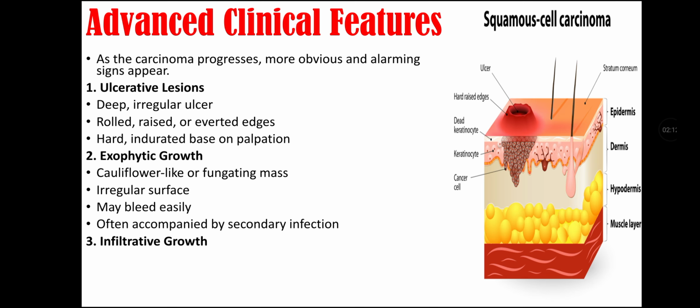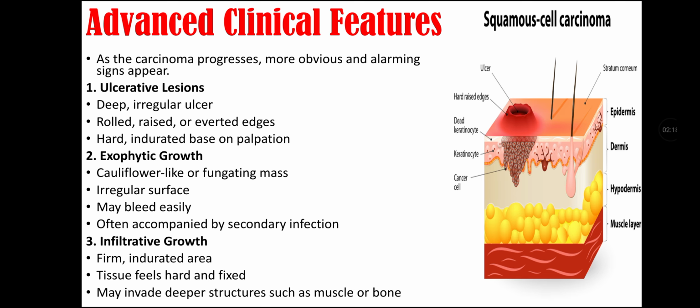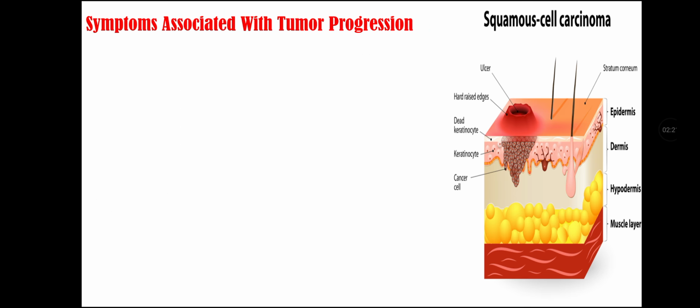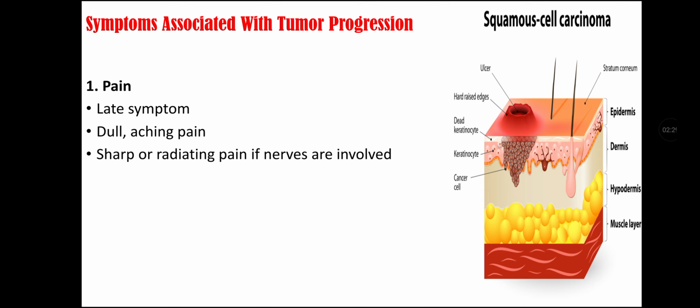Third feature is infiltrative growth, that is a firm indurated area in which tissue feels hard and fixed, and that may invade deeper structures such as muscle or bones. Symptoms associated with tumor progression. First is pain, that is a late symptom, but there is dull and aching pain. The pain may be sharp or radiating if nerves are involved.